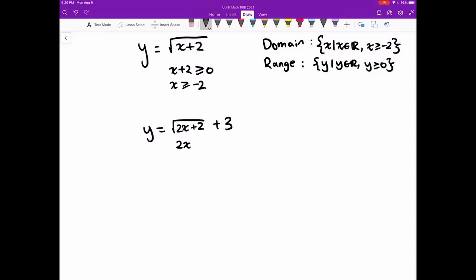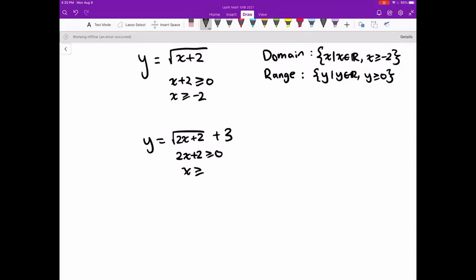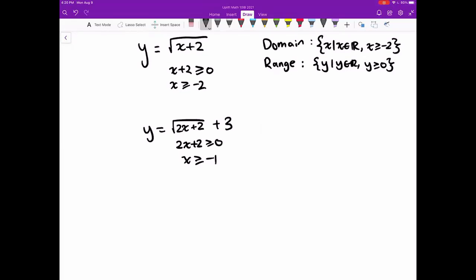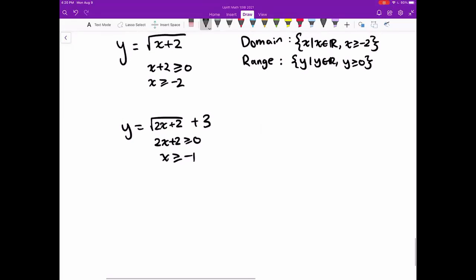So again, like the previous one, we set up an equation and we isolate the x. So we find that x must be greater than or equal to -1. And for the domain, we have x, where x is an element of the reals, and x is greater than or equal to -1.